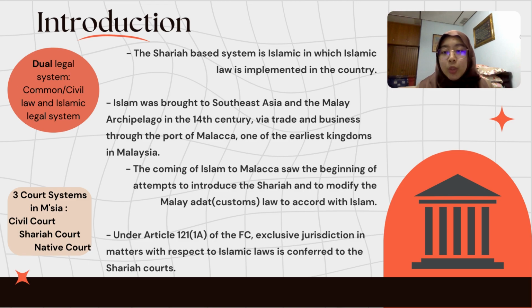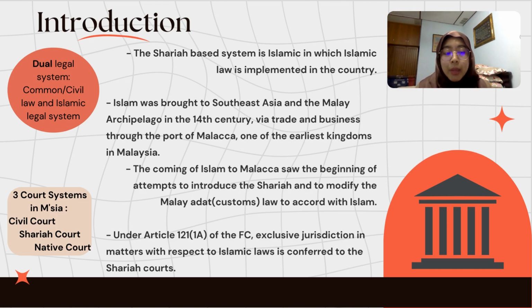Under Article 121, Clause 1A of the Federal Constitution, exclusive jurisdiction in matters with respect to Islam, to Islamic law, is conferred to the Sharia Court. This means that the civil court should not interfere in matters which fall within the jurisdiction of the Sharia Court. This is to avoid any occurrence of overstepping the boundary of jurisdiction.